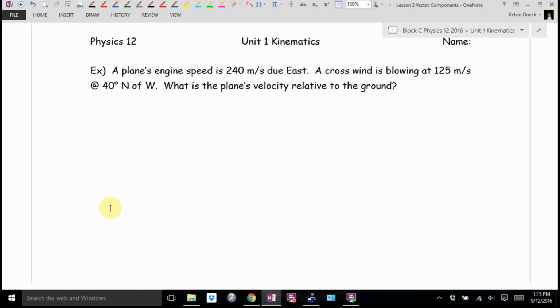You can see this is a useful question, certainly for planes. This helps you figure out your ETA.